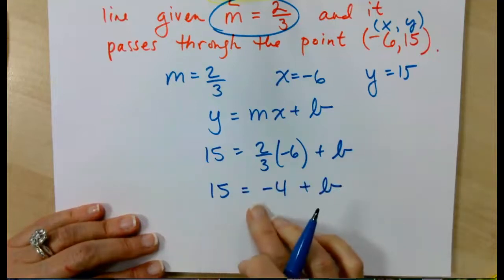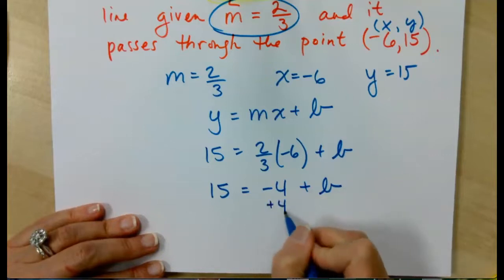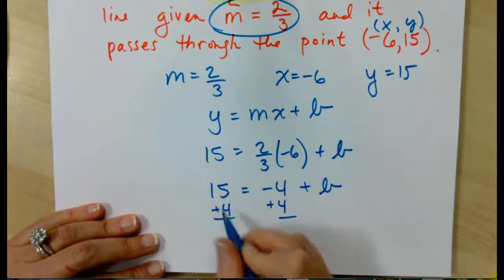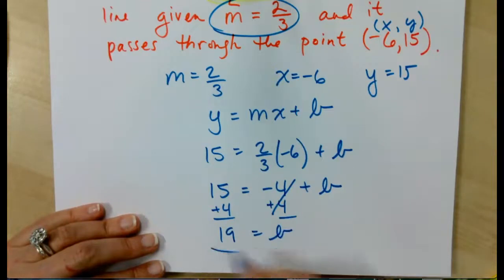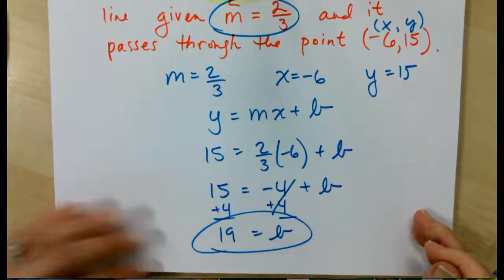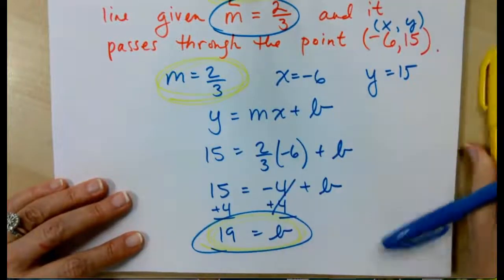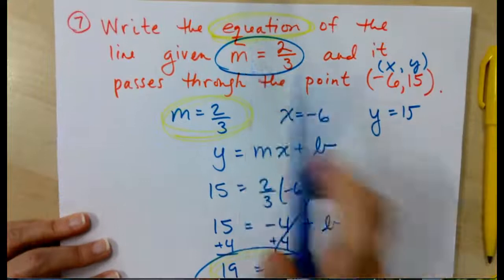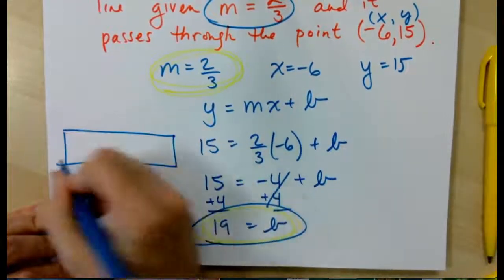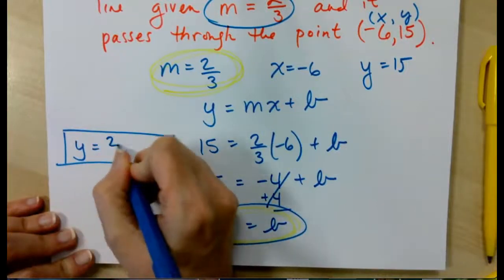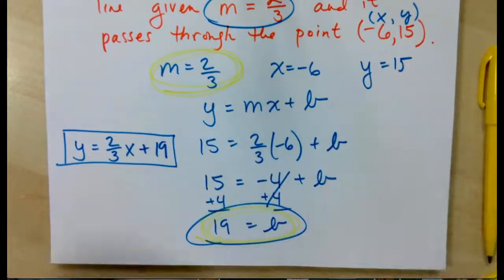So 15 equals negative 4 plus b. To solve for b, we need to add 4 to both sides. So 15 plus 4 is 19. The 4's cancel. We get b. Our y-intercept is 19. If we know our slope and we know our y-intercept, we can easily write the equation of the line. The answer here would be y equals 2/3 x plus 19.